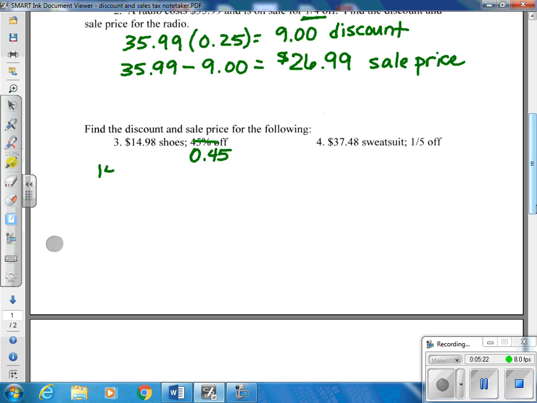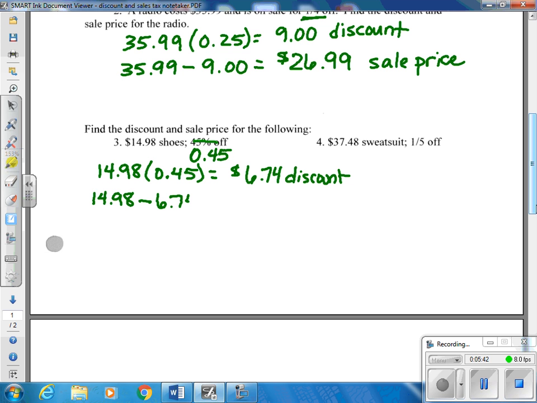So you're going to take $14.98, multiply it by 0.45. Okay, the answer you get to that is your discount. So in this case, it's going to be $6.74. That's the discount. All right, then to find the sale price, we're going to take the $14.98 and subtract the $6.74. Okay, and that final answer is going to be $8.24, and that is what the shoes are on sale for. Make sure you are rounding to the penny spot the best way possible.